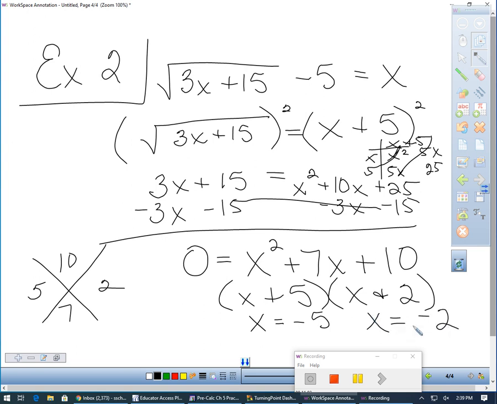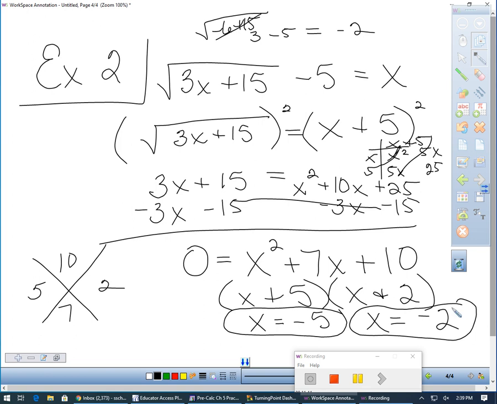We've got to test them now. Alright, so I'm going to go up here and put negative 5 in. 3 times negative 5 is negative 15. Plus 15 is 0. Then I get negative 5 equals negative 5. Well, that's true. That one works. Right? Let's plug negative 2 in. If I put negative 2 in here, I get the square root of negative 6 plus 15, which is 9, or 3 minus 5. Does that equal negative 2? It does. So this one also works. So this one has 2 solutions.